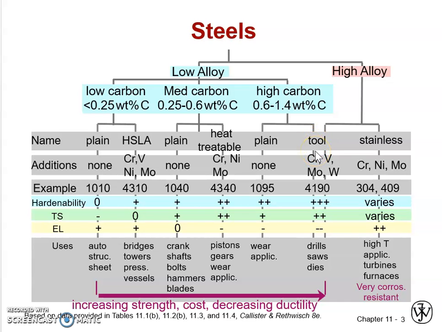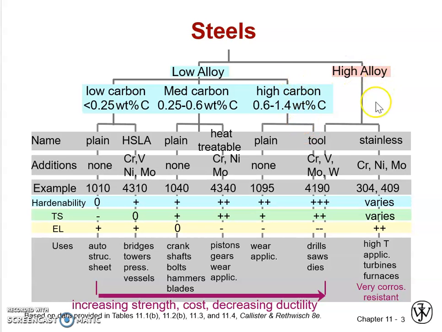And high carbon steel is basically used for tools because we need high strength materials such as drills, saws, and dies. So you need high hardness or high strength materials to make drills.